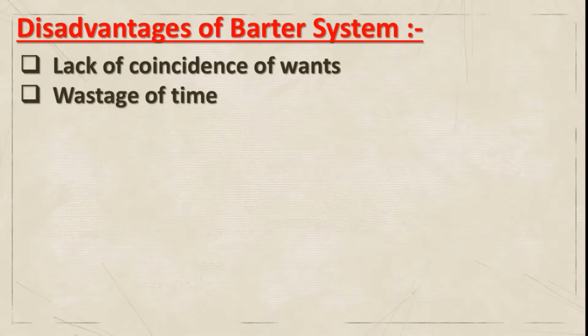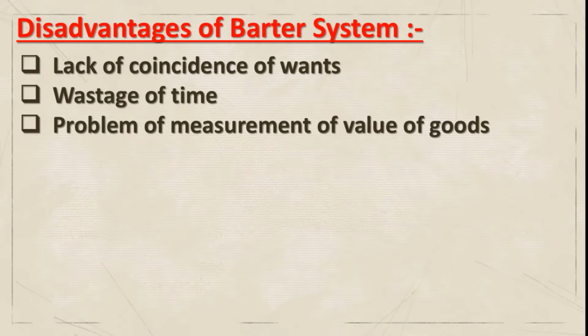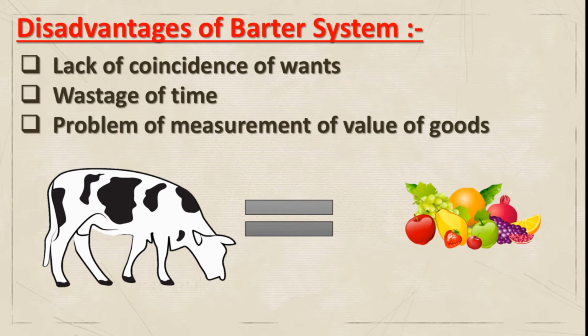The third disadvantage of barter system is the problem of measurement of value of goods. For example, if a farmer wants to exchange his cow for fruits, then he doesn't know how many fruits he should receive. That is, how many fruits should the fruit seller give to the farmer for one cow. There was no proper unit to measure the value of goods, which was another problem of barter system.